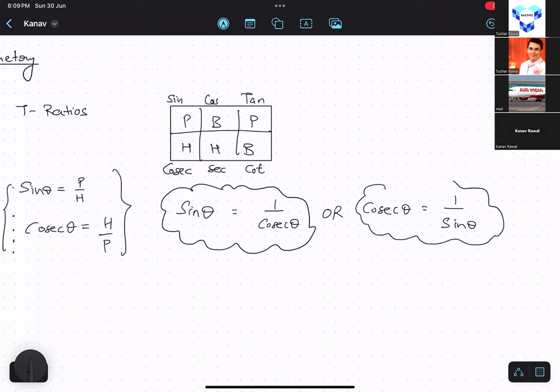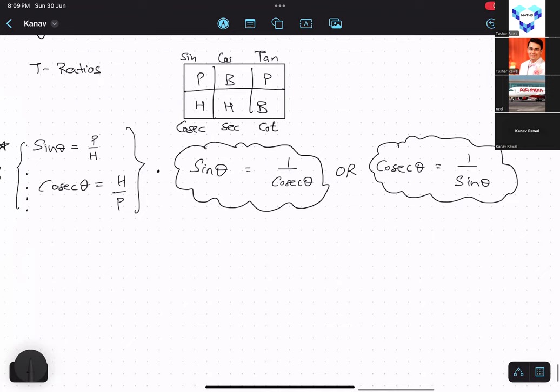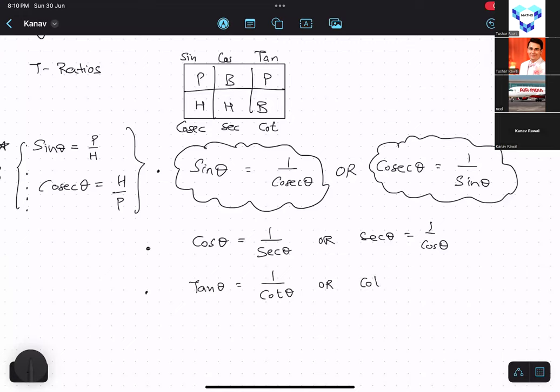Okay, one important formula. Similarly, another would be cos theta equals to 1 upon sec theta, and sec theta equals to 1 upon cos theta. I hope it is clear. Third one, keep on writing. Tan theta equals to 1 upon cot theta, or cot theta equals to 1 upon tan theta.